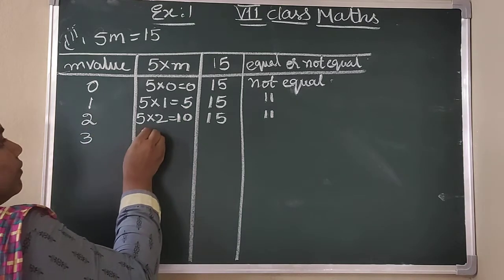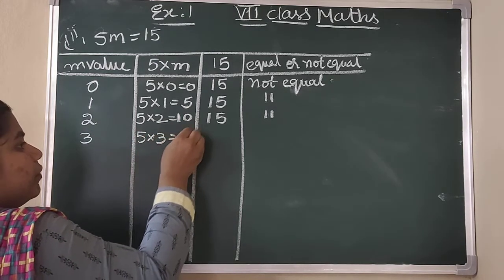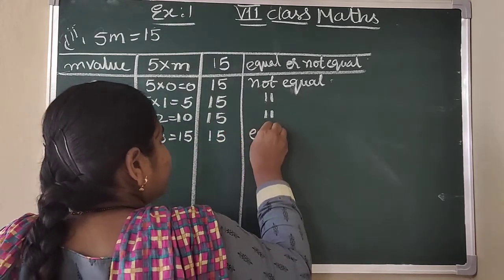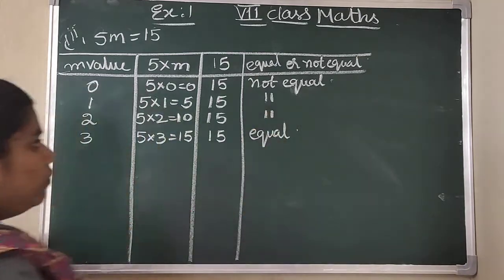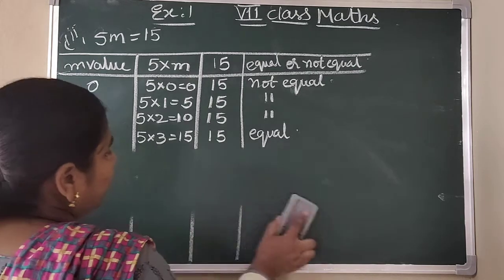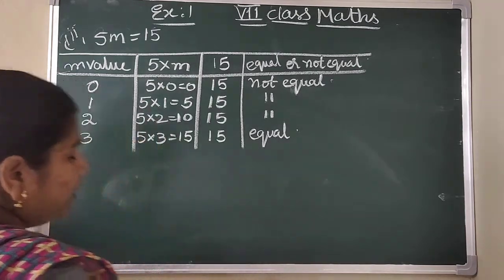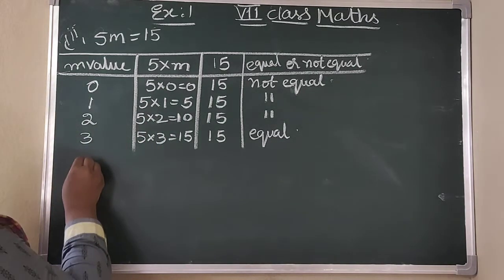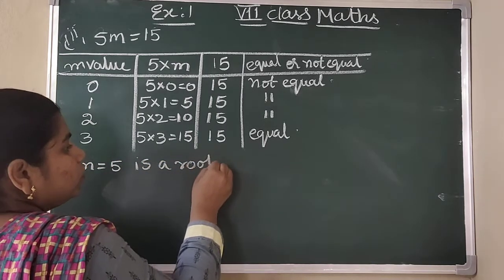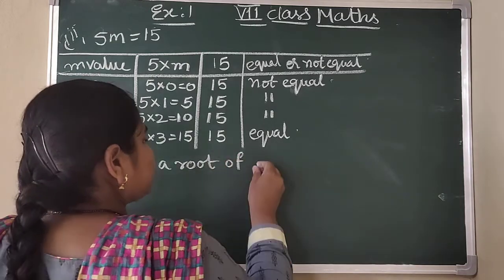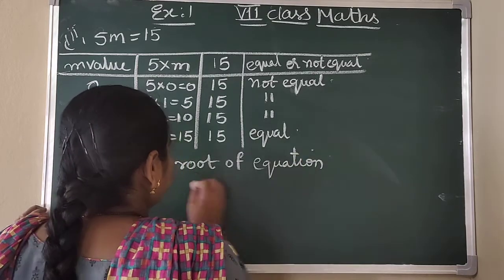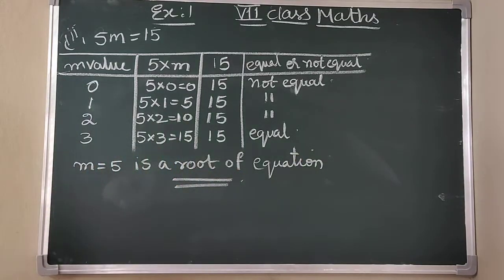Next, the third one, 5 into 3 equals 15. So in this case, 15 is equal to 15. So we can write it as equal. When you substitute 3 in place of m, the LHS part and RHS part are equal here. So we can write that m equals 3 is a root of the equation. So this is our third solution.